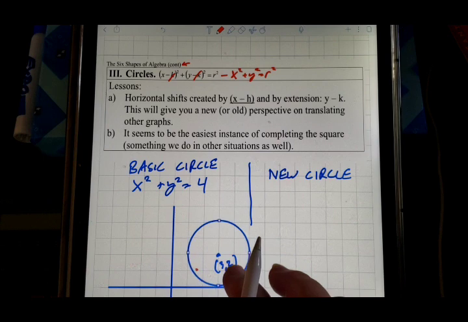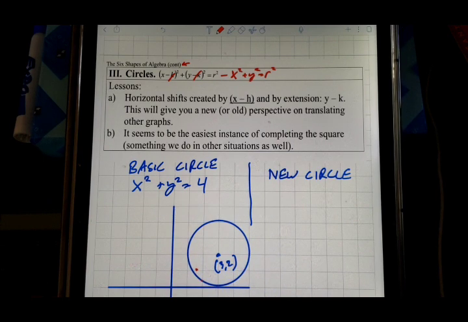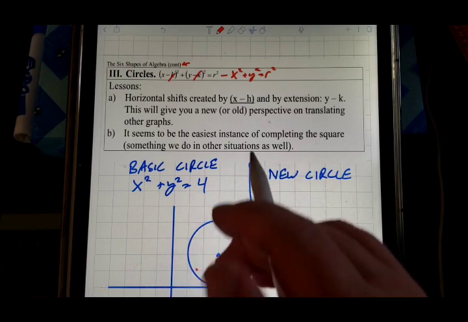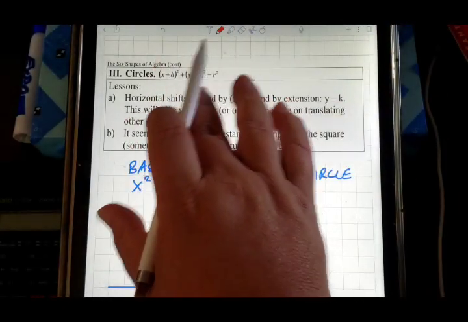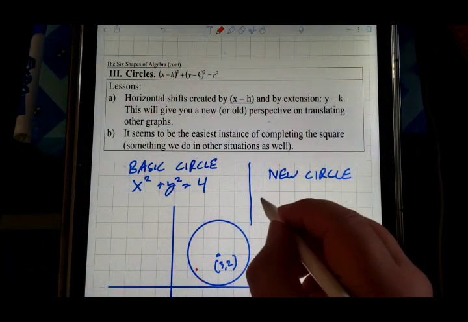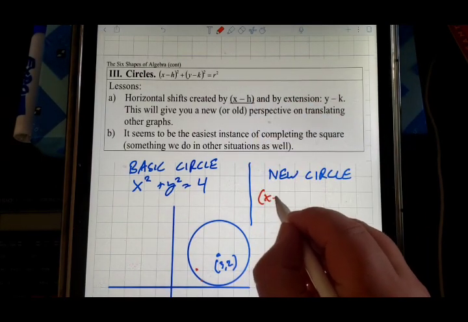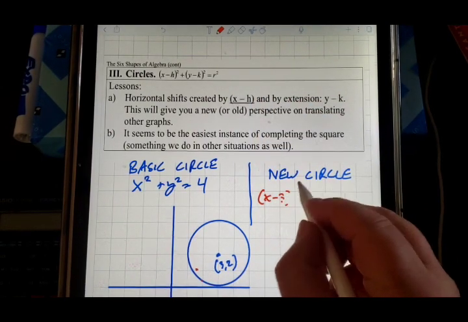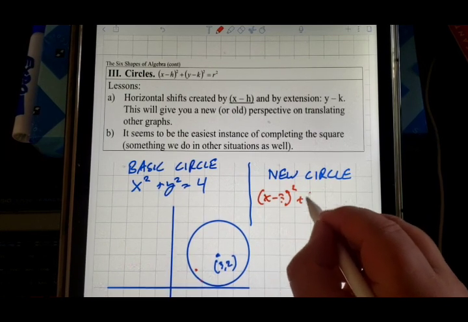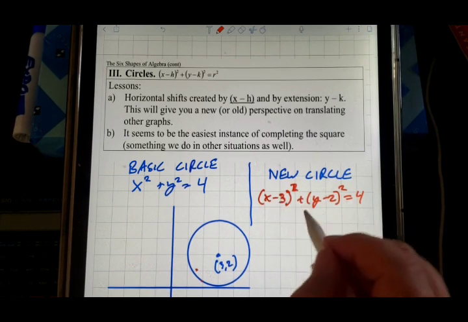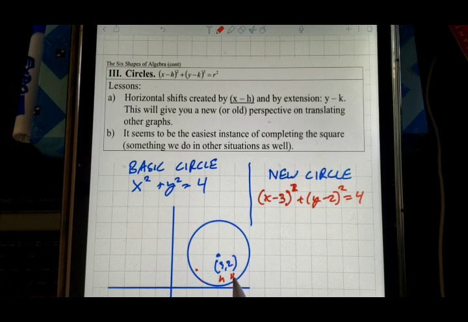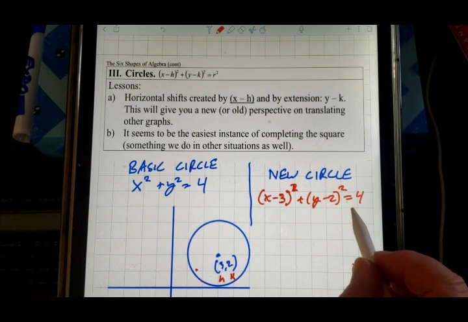But if I move that graph here, almost all students will get this. Not from fluency, but because of the way circles are presented to us, they can just match it up to this equation. The new equation is x minus 3 squared plus y minus 2 squared equals 4.